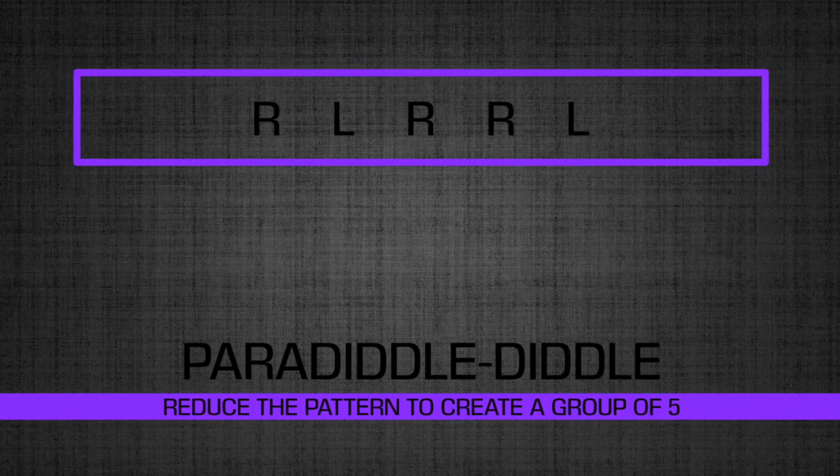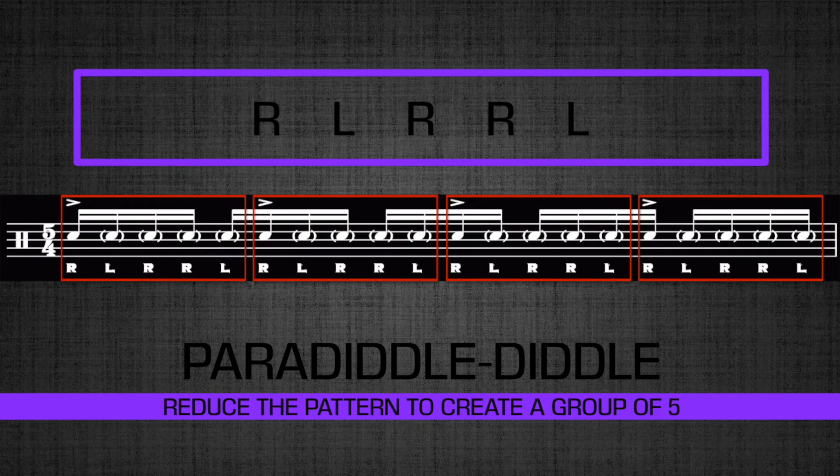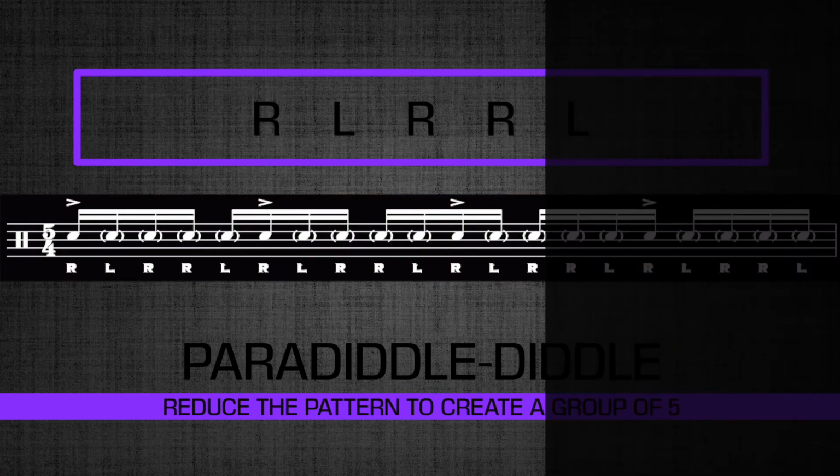In this example, we will reduce the sticking from 6 strokes to 5 by omitting the last left-hand stroke in the paradiddle-diddle. I'll now perform this at 3 different tempos in a 16th note rate.